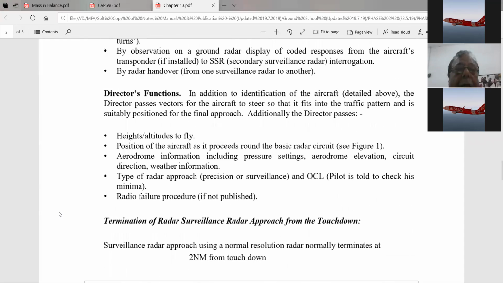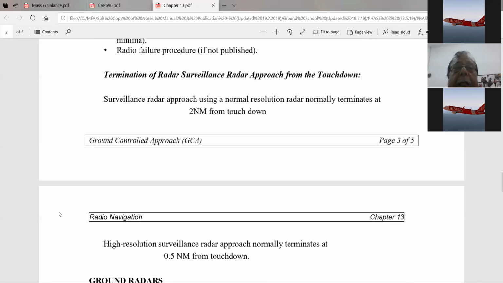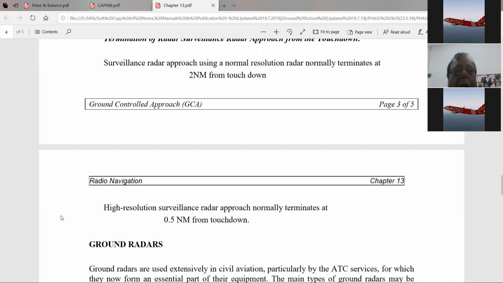Okay, then when we talk about the final action, when you terminate the radar, the termination starts, in the normal case, if you're using the normal radar, at 2 nautical miles, normal resolution. In case you're using high resolution radar, then the termination is 0.5 nautical miles from the touchdown. Have a glance at the whole system, and in case you have any questions regarding the surveillance radar, I'll try and explain them, please.